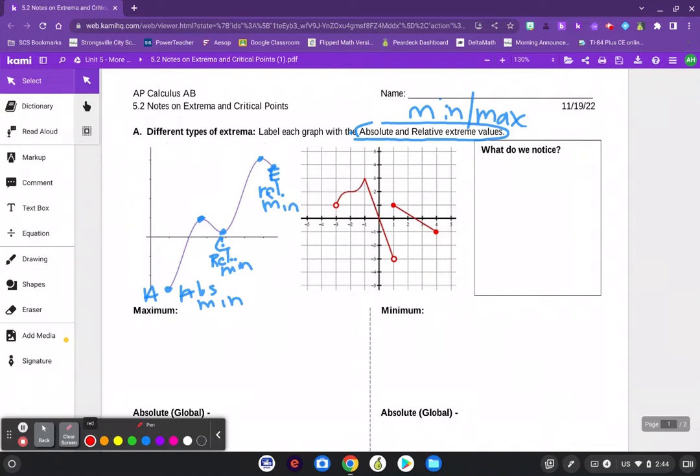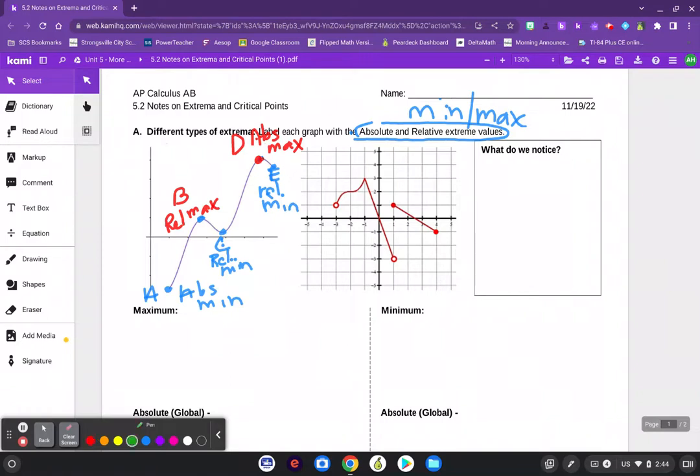When I take a look at this second point here, I'll call it point B, I would call this a relative or local max. It's a high point, but it is not the highest point. So in the general area, it's the highest point, but it's not the overall highest. So A, B, C, D, and this would be an absolute max. Not only is it locally the highest point, but it is also overall for the entire graph, absolutely the highest point. Okay.